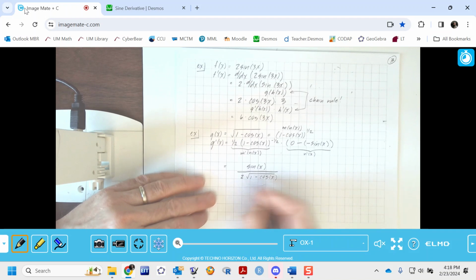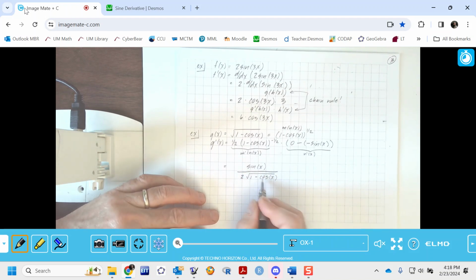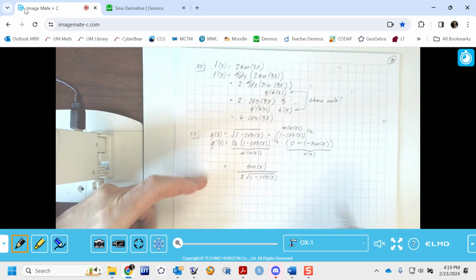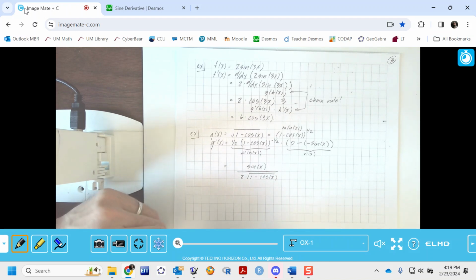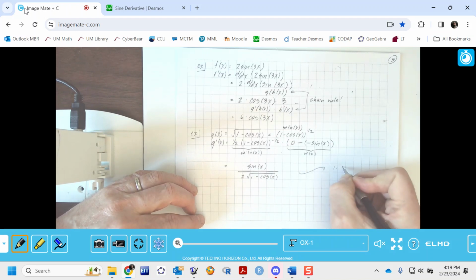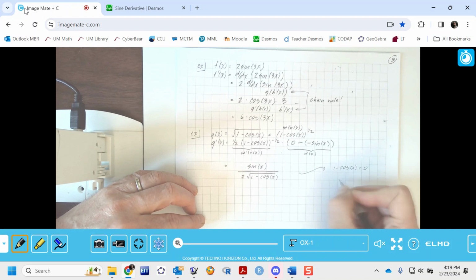A few things sort of pop out to me when I think about this. I can see that anytime this argument is valued at 0, we're going to have something divided by 0, which will be undefined. Sorry, this is only going to be valued at 0 when the 1 minus the cosine is valued at 0. So when is 1 minus cosine of x equal to 0? That's when cos of x is equal to 1.